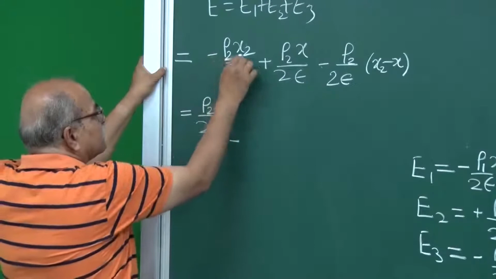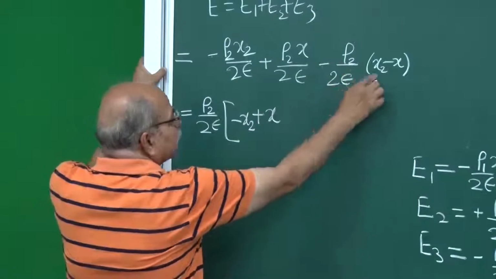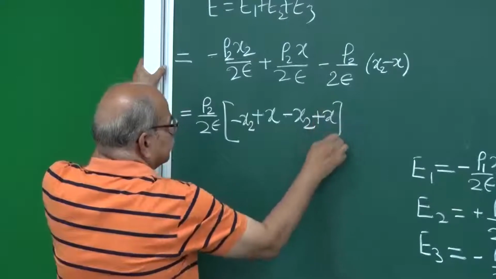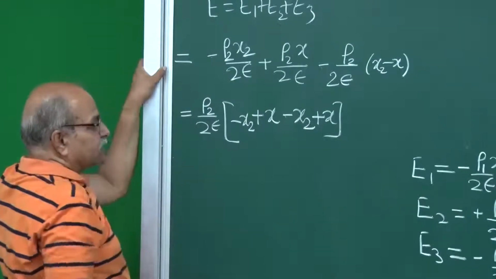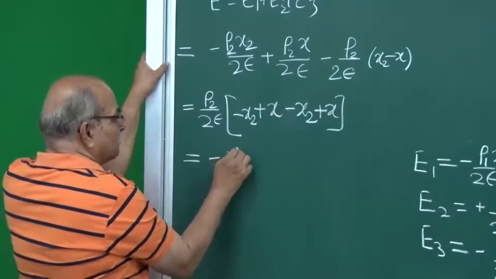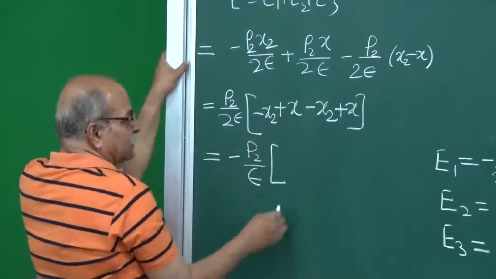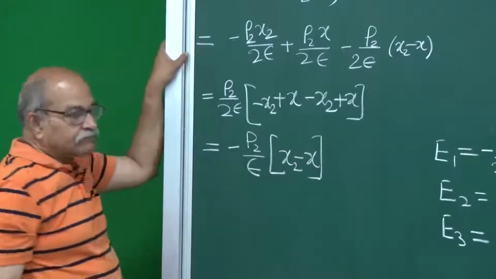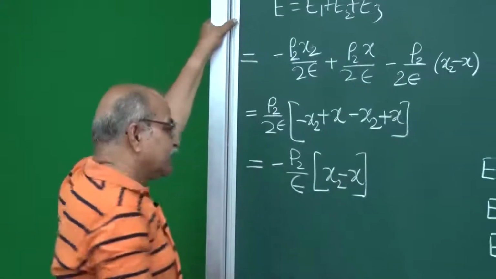I can take it out. What is left? Minus x2 plus x, then minus x2 and plus x. So 2 times x and minus 2 times x2. So you can put the minus sign outside: minus rho 2 over 2 epsilon, because that 2 can cancel, and then you have x2 minus x. Since x2 is greater than x, that's why I am writing x2 minus x with a minus sign here.